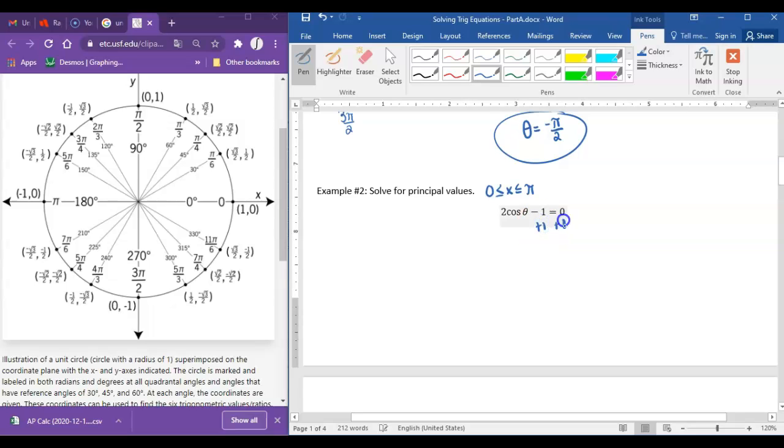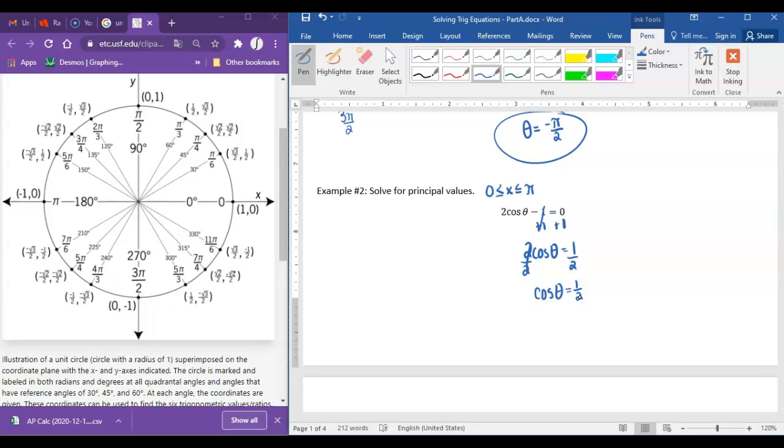So we would add 1 to both sides. So 2 cosine theta would equal 1. And then we would divide both sides by 2. So cosine of theta would equal 1/2. So we're thinking to ourselves, where on the unit circle does cosine equal 1/2?